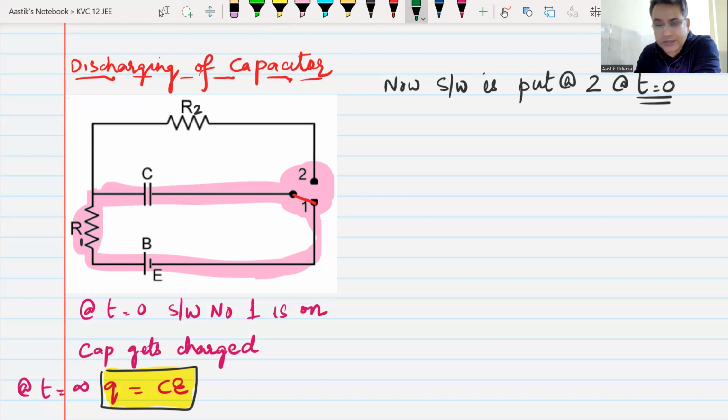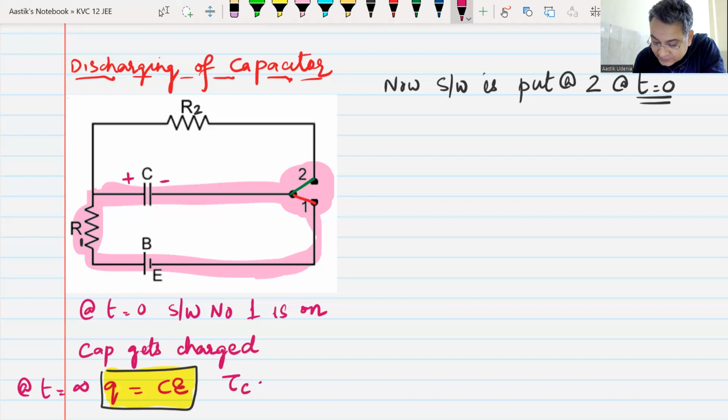Initially, it was at point A, and the capacitor got charged. Now, once the capacitor is charged, I put the switch to point B. This was the positive terminal and this was the negative terminal. Before asking what will happen, look at the pink circuit, and that is a question that is being asked. In the pink circuit that you see, the capacitor was getting charged. What is the time constant of that charging circuit?